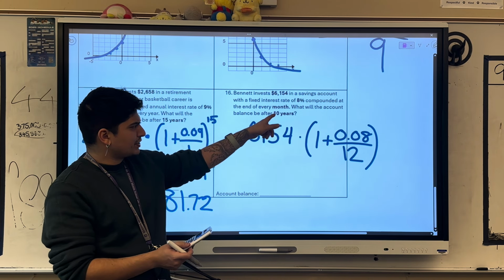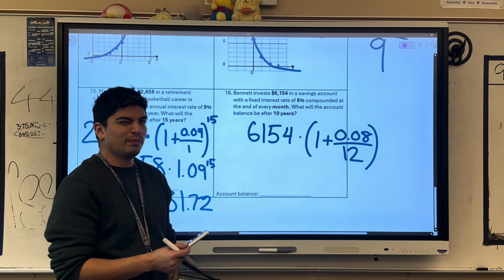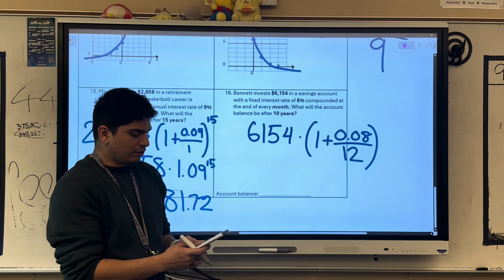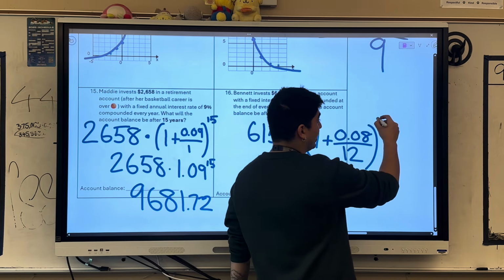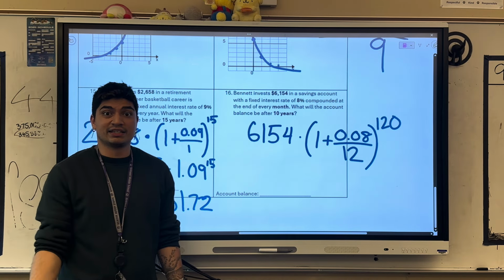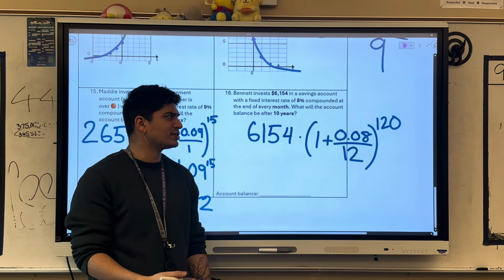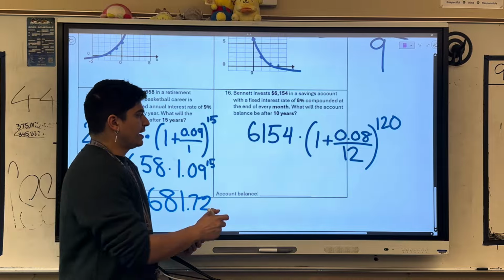And then the next question is, what's my exponent going to be? It's compounded every month, so I want to put how many months that's going to be. Well, if you think about it, 10 years times 12 months gives you 120. It seems like a really big exponent, and it is, because after 10 years, that's 120 months in those 10 years.